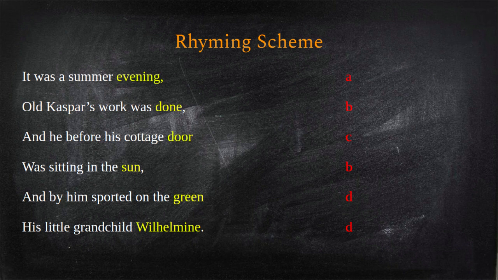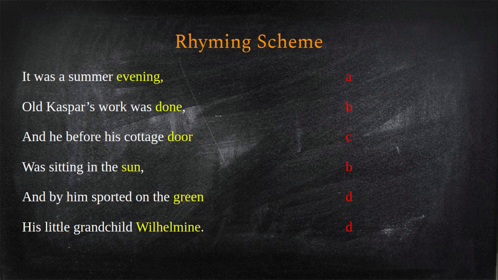Then the fourth line, the last word is sun. Sun rhymes with done. Sun and done are rhyming words. So we give the same letter to the fourth line also, that is B. Then the last two lines, green and Wilhelmine, both are rhyming words. So we allot the same letters to both these lines, D and D. So the rhyming scheme here is A, B, C, B, D, D.